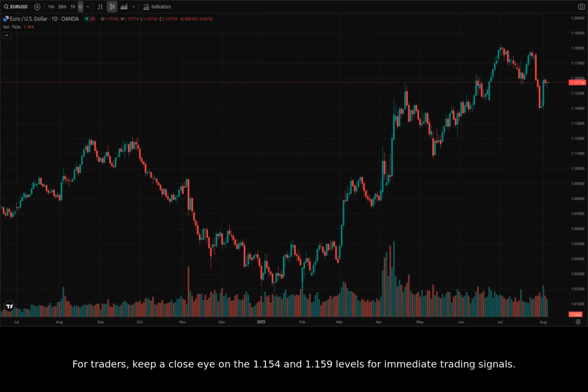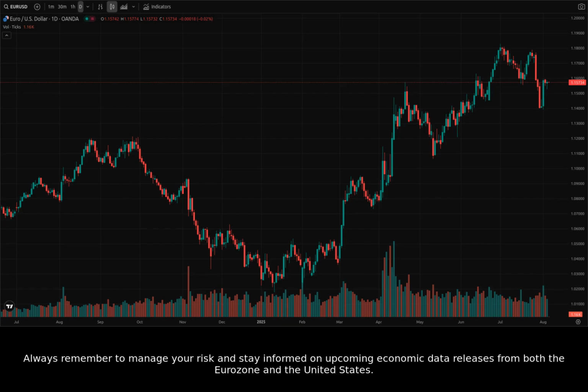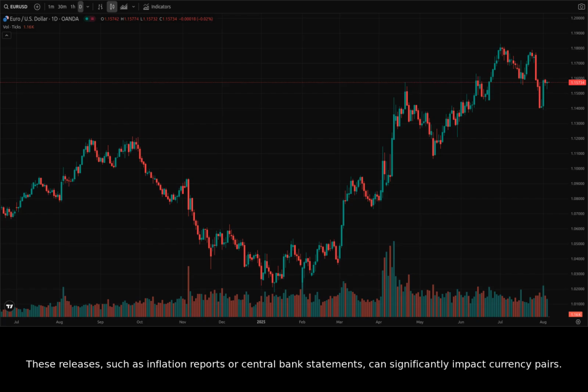For traders, keep a close eye on the 1.154 and 1.159 levels for immediate trading signals. A strong candle closing above 1.159 with increased volume would suggest going long, targeting 1.165, then 1.17. Conversely, a break below 1.154 could open up shorts towards 1.145. Always remember to manage your risk and stay informed on upcoming economic data releases from both the Eurozone and the United States. These releases, such as inflation reports or central bank statements, can significantly impact currency pairs.